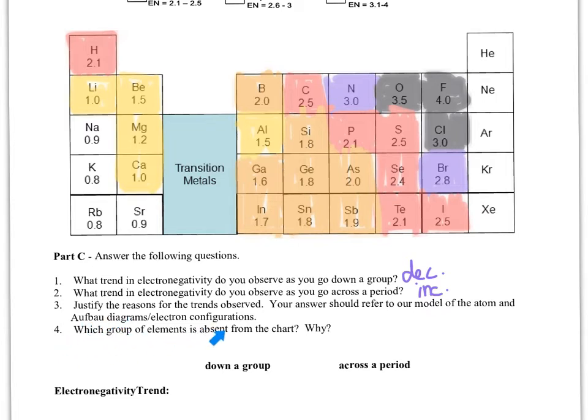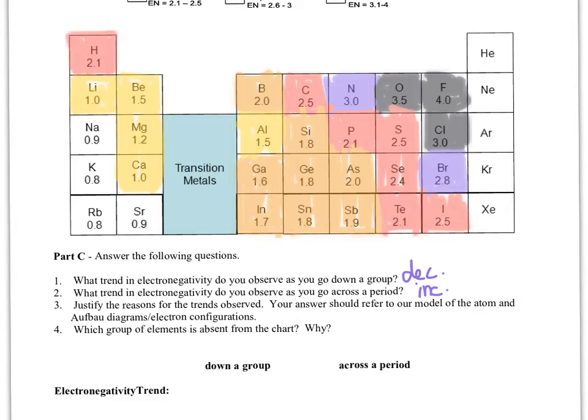Let's look at number 4 real quick. It says, which group of elements is absent from the chart and why? We kind of already answered that. The noble gases, the numbers are absent there, and the reason is they don't really bond very much, and so they would even have lower electronegativity than anything else, so it is not even measurable.